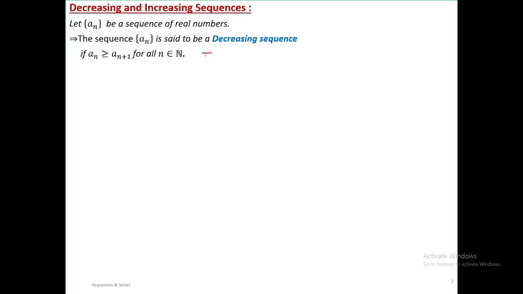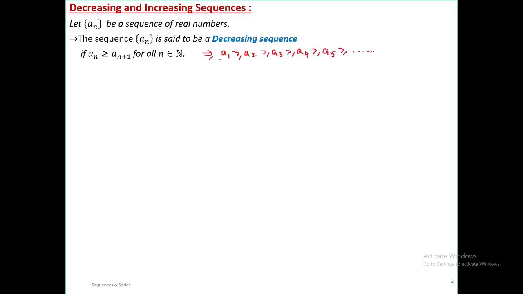It means, if you take n is 1, a1 is more than or equal to, substituting n is 1, a2. And if you take n is 2, a2 is more than or equal to a3. And a3 is more than or equal to a4, a4 is more than or equal to a5, and so on. So such a sequence an is said to be a decreasing sequence.